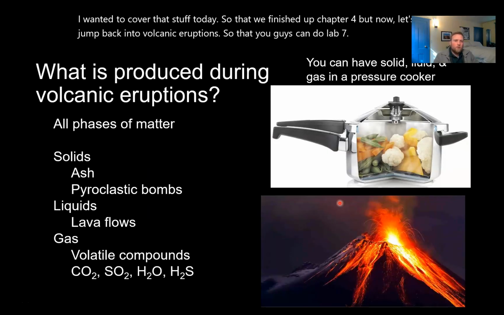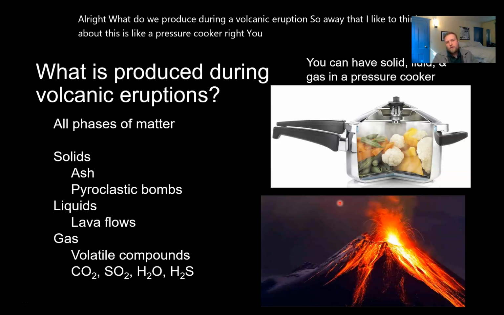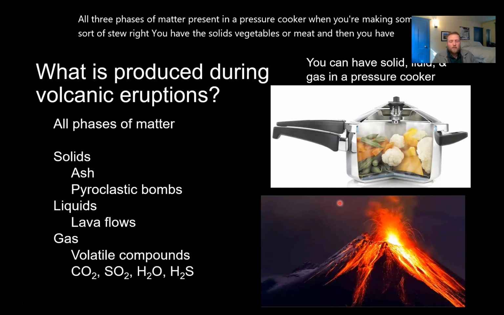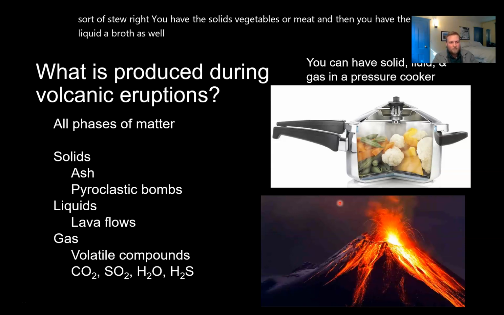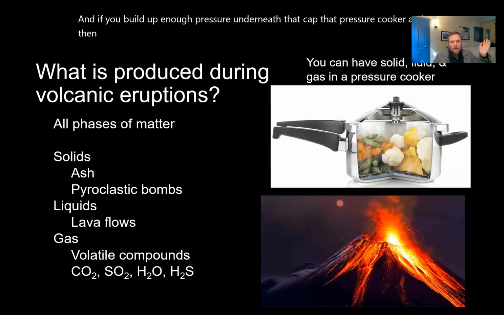All right, so what do we produce during a volcanic eruption? A way that I like to think about this is like a pressure cooker. You have all 3 phases of matter present in a pressure cooker when you're making some sort of stew. You have the solids, vegetables or meat, and then you have the liquid, a broth, as well as gases that are escaping, steam. And if you build up enough pressure underneath the cap of that pressure cooker and then suddenly release it, stuff's going to fly out, and you're going to get all 3 phases of matter.